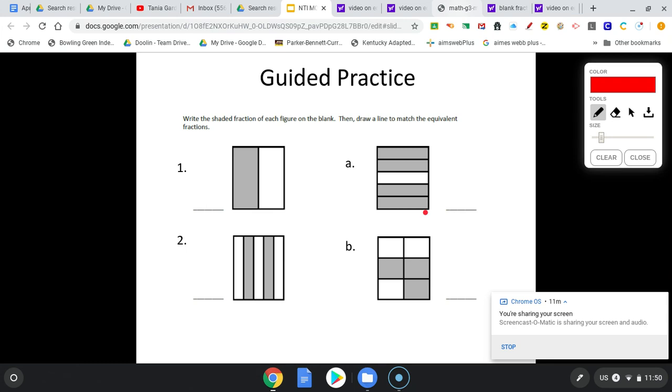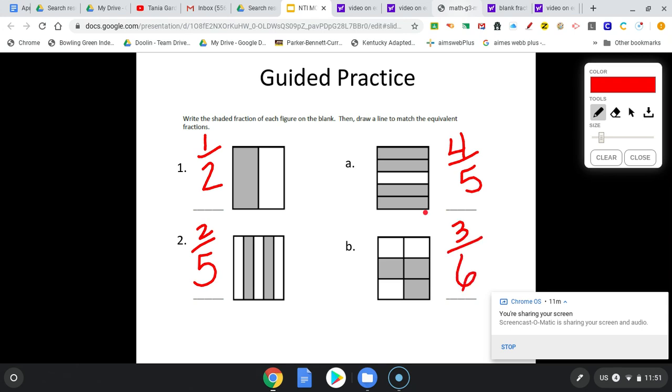What is the fraction for this? Write it on your paper. Fraction for the shaded part. Very good. It's 1/2. Now write the shaded fraction of each of this figure. Very good. It is 2/5. Now let's look at A over here. We write the fraction for this. Very good. It's 4/5. And let's look at this. Very good. That is 3/6.